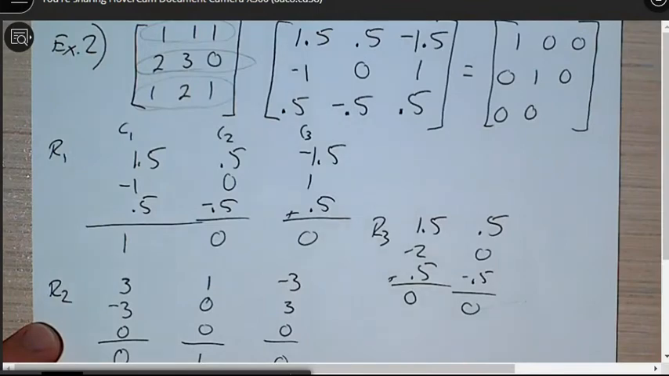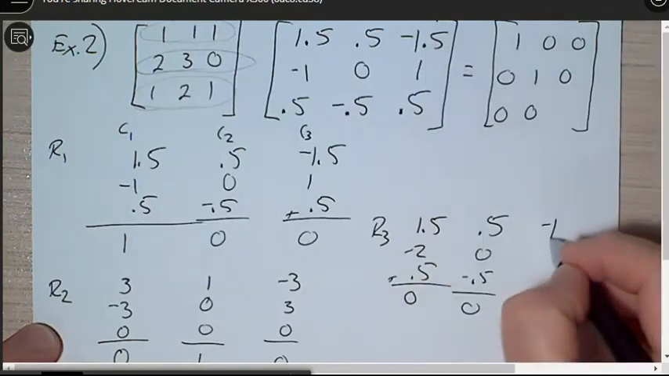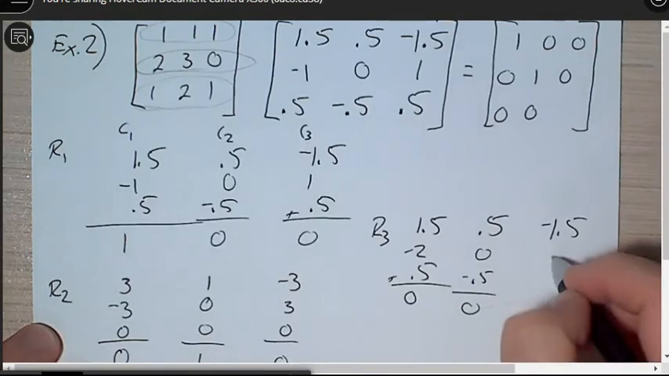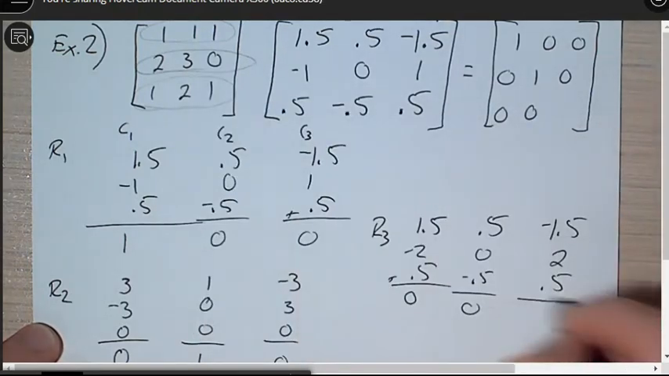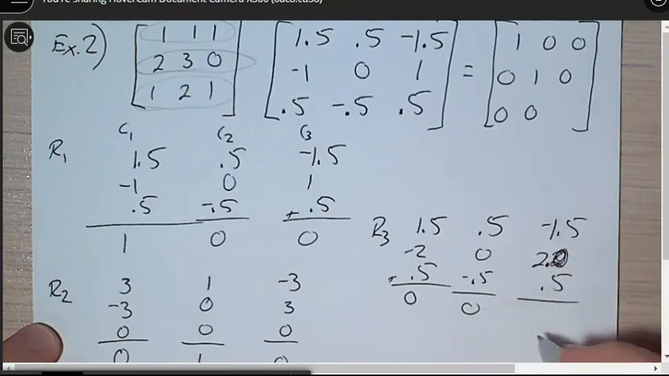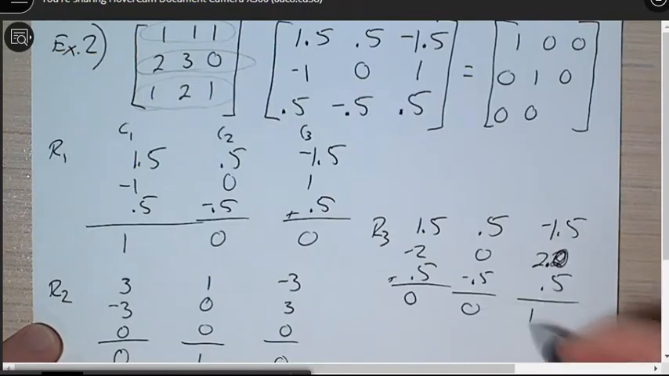So it looks like we're on track to get the identity matrix. So as long as this last one checks, we're good. 1 times negative 1.5 is negative 1.5. 2 times 1 is 2. And 1 times 0.5 is 0.5. So we've got negative 1.5 plus 2.5, that would come out to be 1. So then we get 1 for that last digit there.